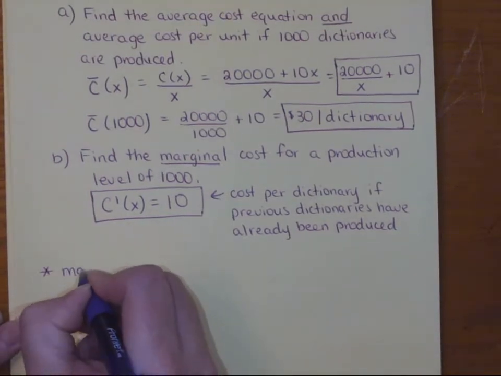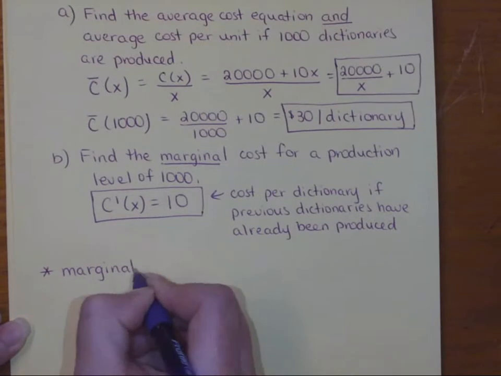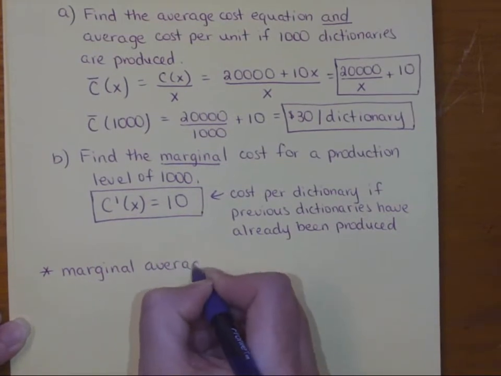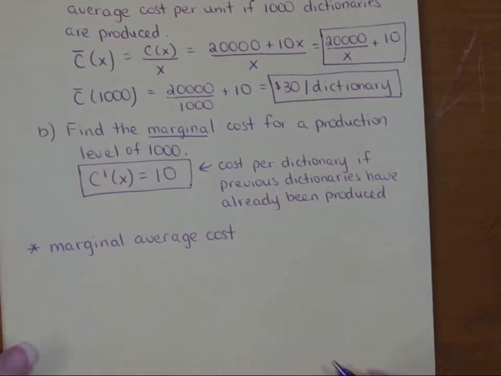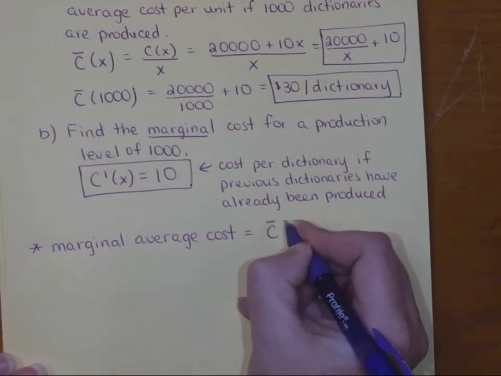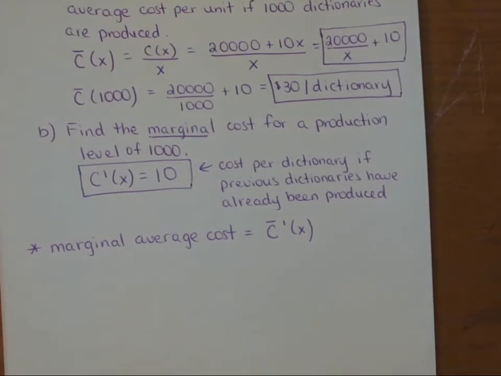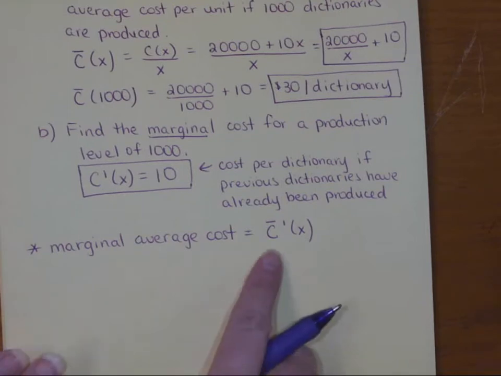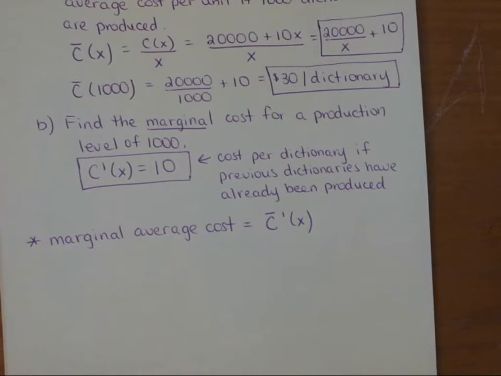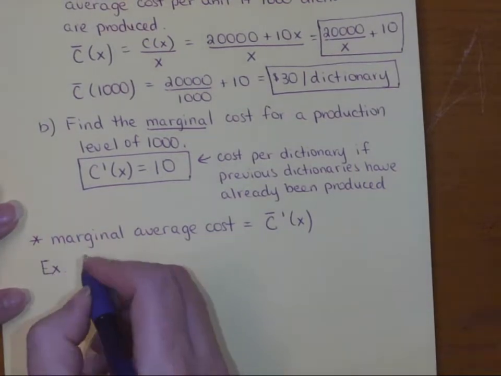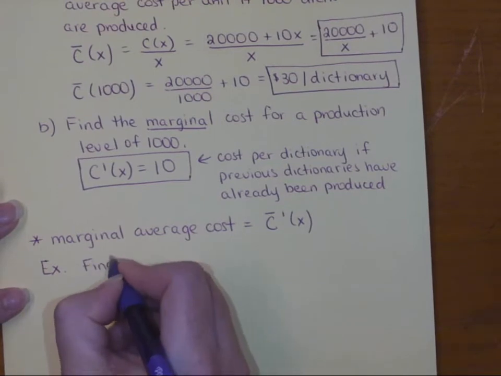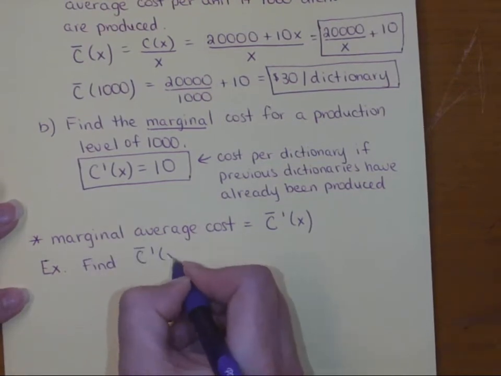So we can also find marginal average cost. Okay, remember, marginal means derivative, so what that would look like is the derivative of c bar of x, or c bar prime of x, if you will. Don't let that notation throw you off. It's just the derivative of this c bar function. All right, so what if I told you to find that equation for the above example?